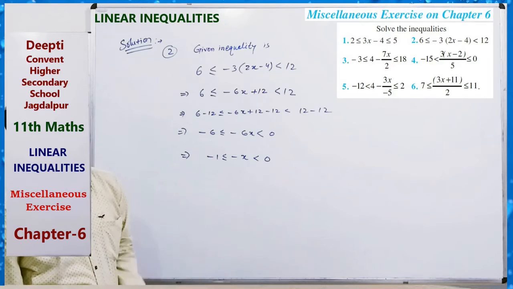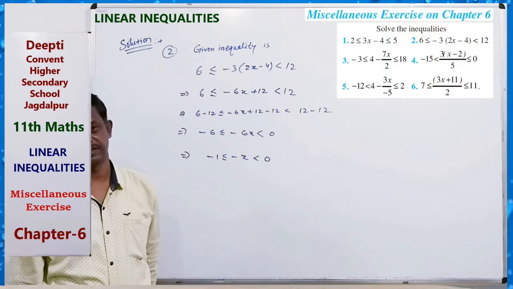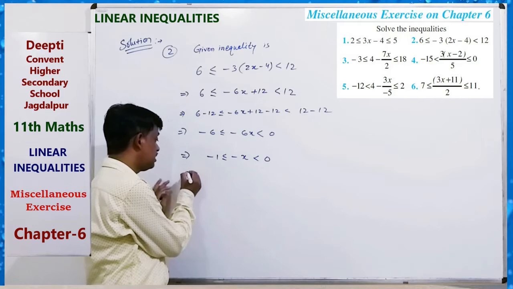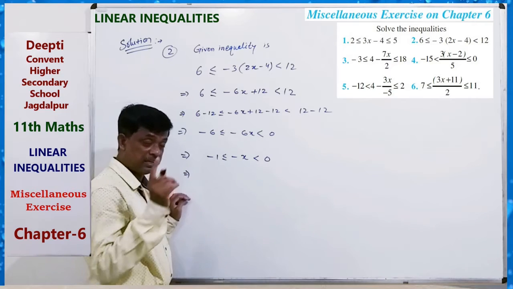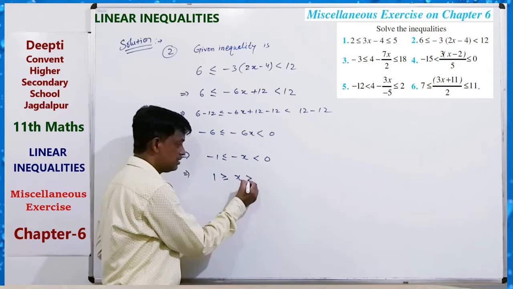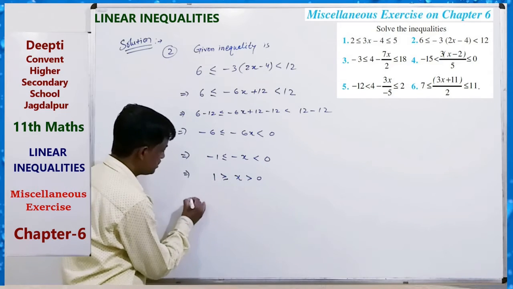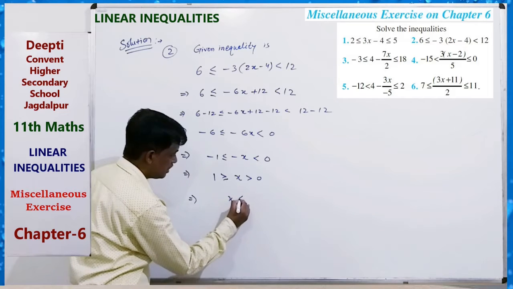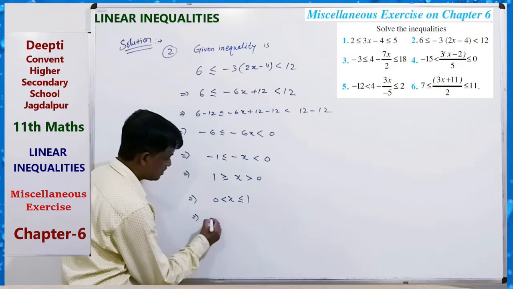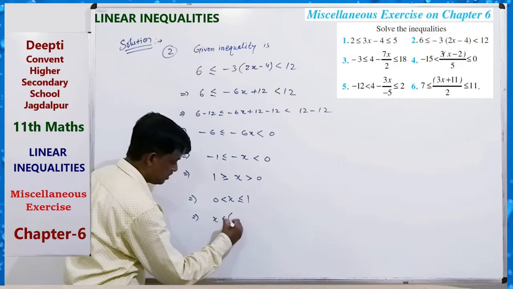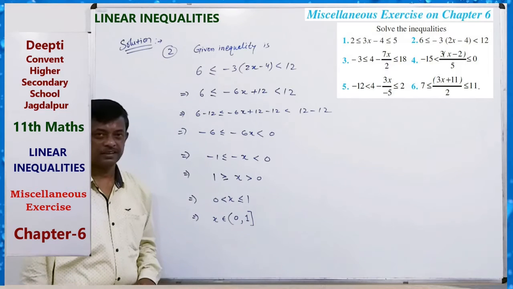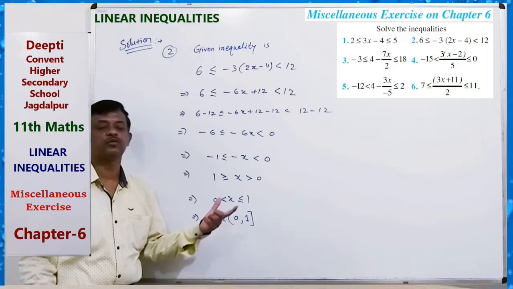Divide by 6, a positive number, in 3 parts. Now if we multiply this by minus 1, then this is plus 1 is greater than or equal to plus x is greater than 0. So this implies x is greater than 0 and less than or equal to 1. That is x belongs to what? 0, 1, greater than 0, less than or equal to 1.